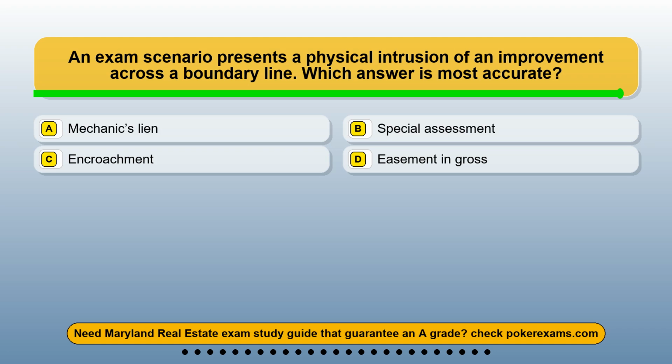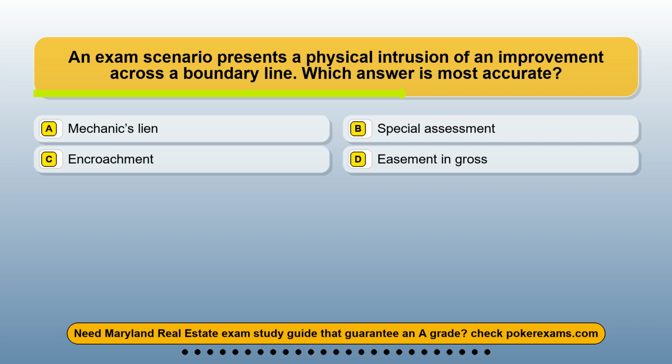Question 19. An exam scenario presents a physical intrusion of an improvement across a boundary line. Which answer is most accurate? Option A, mechanics lien. Option B, special assessment. Option C, encroachment. Option D, easement and gross.